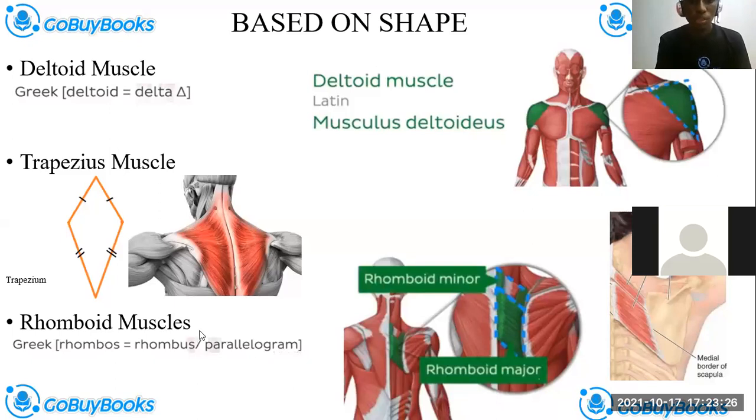Another muscle that is named based on shape is the rhomboid muscles. We have the rhomboid major and rhomboid minor.